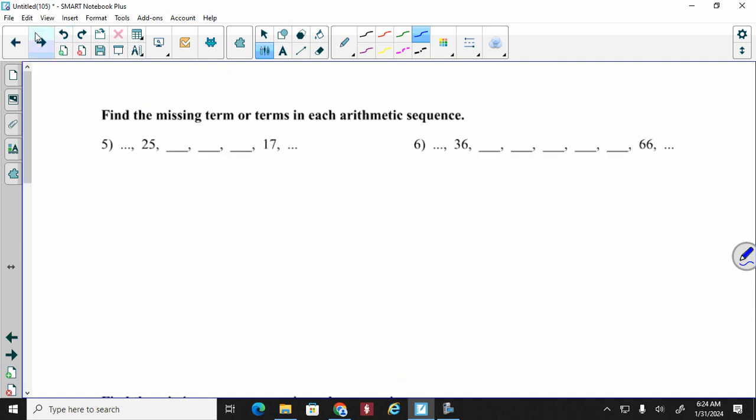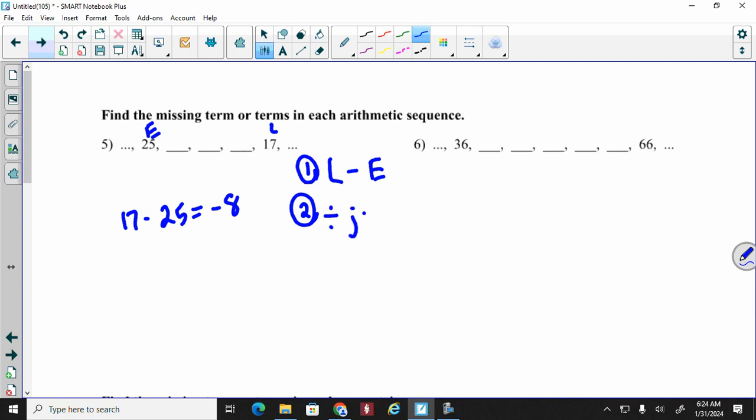All right, so find the missing term or terms in each arithmetic sequence. Now remember what you're doing. The first step is you have to take the later term and subtract the early term. The later term is 17 and the early term is 25. So it looks like I'm going to have a negative number. 17 minus 25 gives me negative 8. That's step 1. And remember, step 2 is you divide by the jumps.